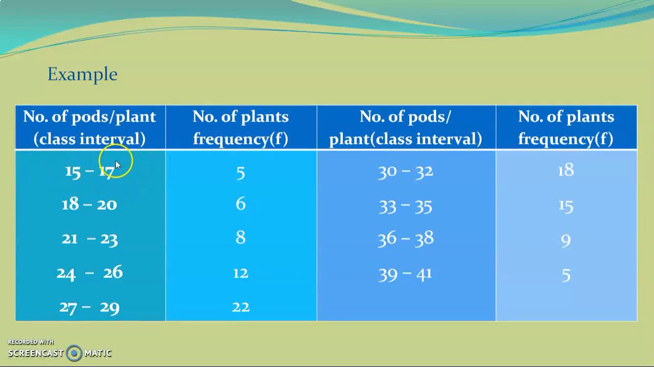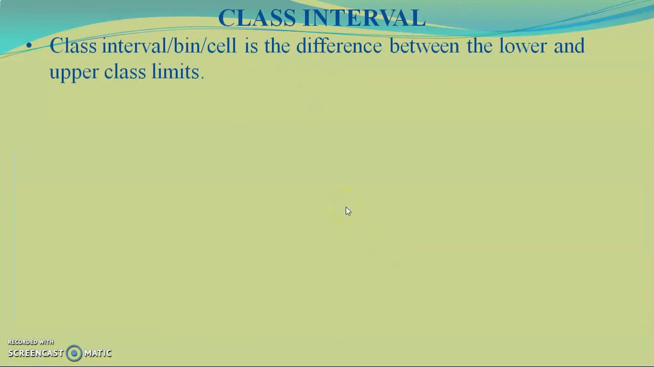So data representation will be made simple by abridging, or condensing, so many classes into a group of classes. That is what is called class interval. So 15 to 17 pods are seen in 5 plants. Here you can see 32 pods can be seen in 18 plants. That is represented by a line graph.